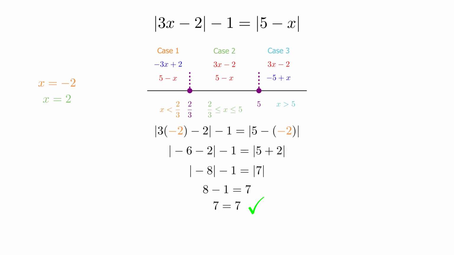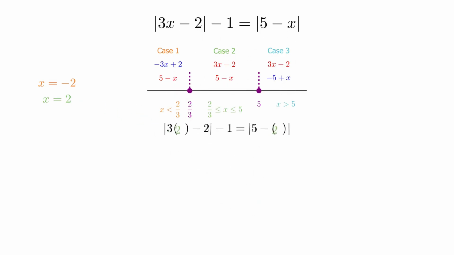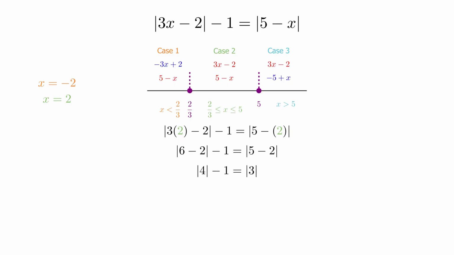And lastly, let's plug in 2. So that'll give us the absolute value of 3 times 2 minus 2, minus 1, equal to the absolute value of 5 minus 2. And when we clean that up, 3 times 2 is 6, and 6 minus 2 is 4. So we'll have the absolute value of 4 minus 1, and then 5 minus 2 is 3. So we'll be left with the absolute value of 3. The absolute value of 4 is 4. So we'll be left with 4 minus 1, and the absolute value of 3 is 3. 4 minus 1 is 3, and 3 is equal to 3. So 2 works as well.